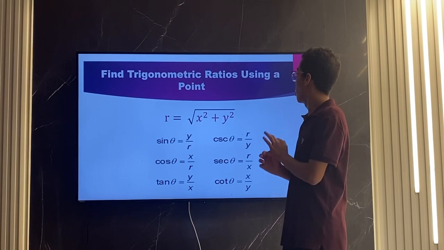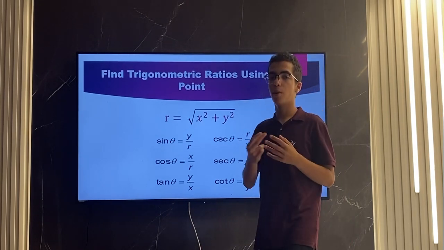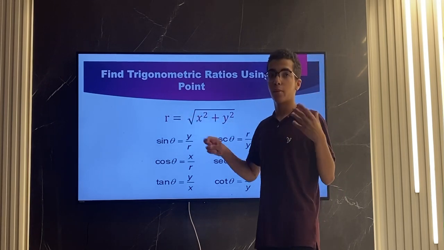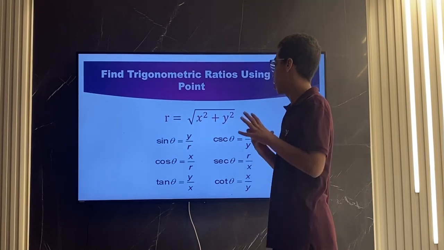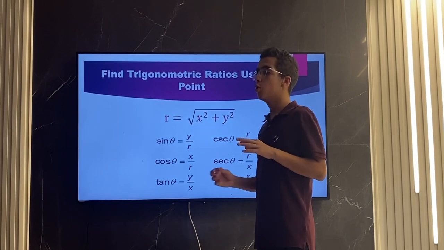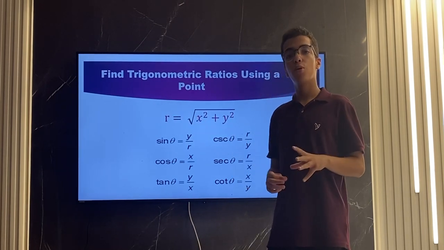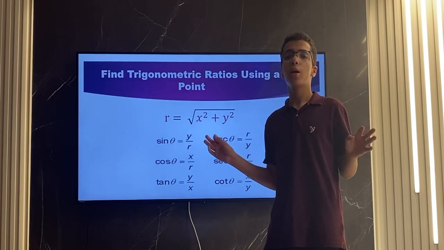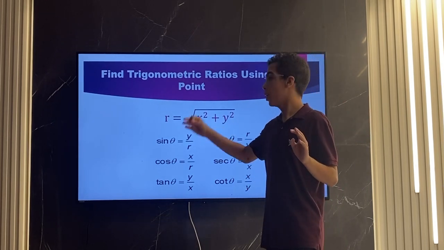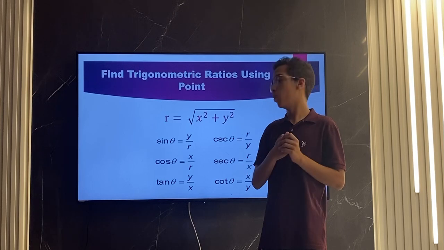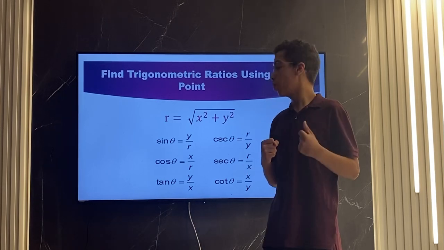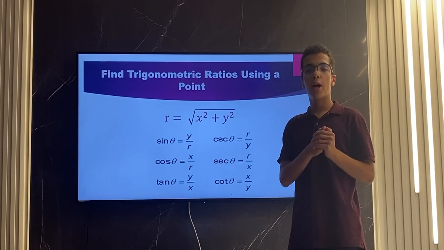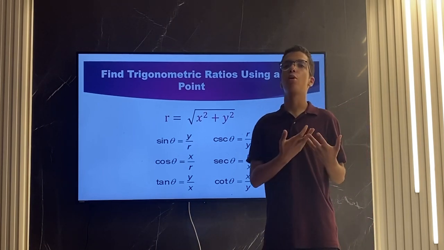And now we'll find trigonometric ratios if we're given a point. If you're given a point, we need to find something called r. The r equals the square root of x power 2 plus y power 2. The r has the same formula as the hypotenuse. Sine equals y over r, cosine equals x over r, and tan equals y over x. Cosecant equals r over y, secant equals r over x, and cotan equals x over y.